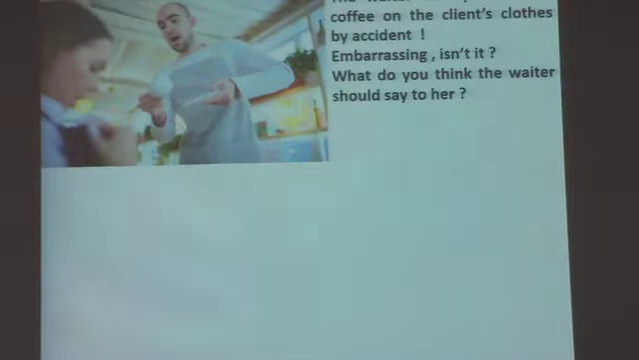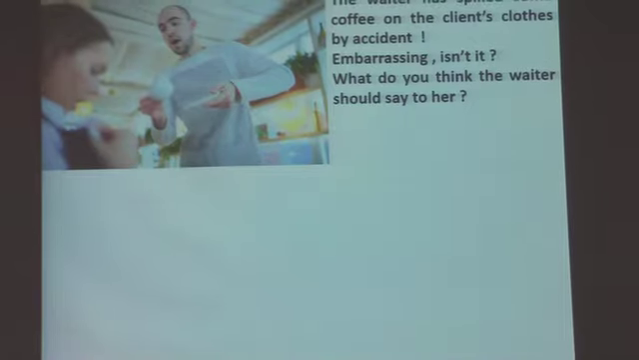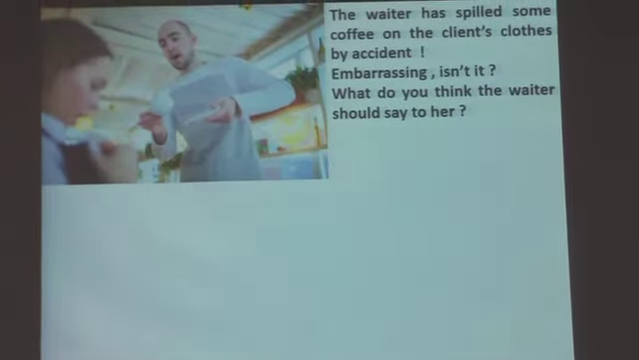What is the setting? The setting is a cafe or a restaurant. What do you think the waiter has done? He was serving a cup of coffee and by accident he spilled it on the client's clothes. He didn't mean to do that. It just happened. Embarrassing, isn't it? It's a very negative situation.